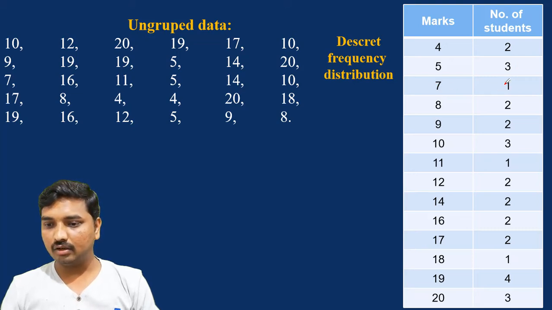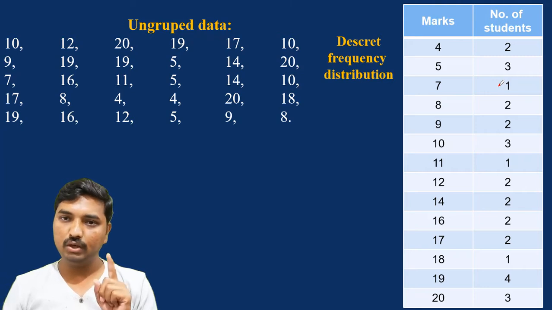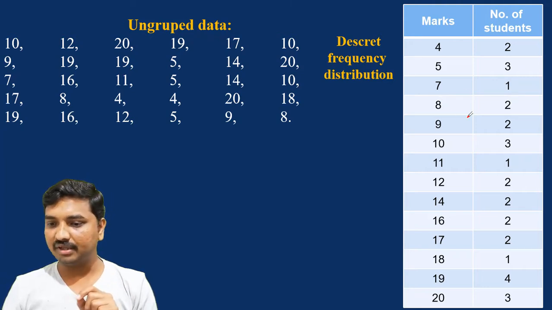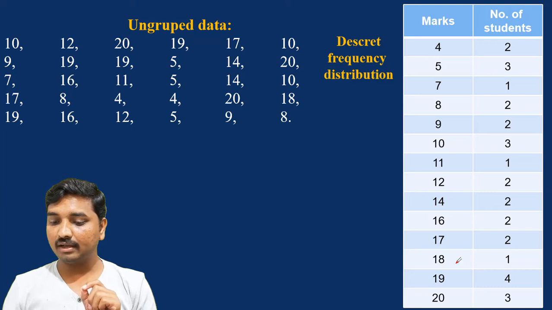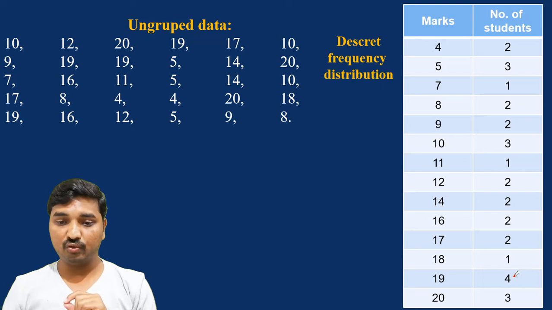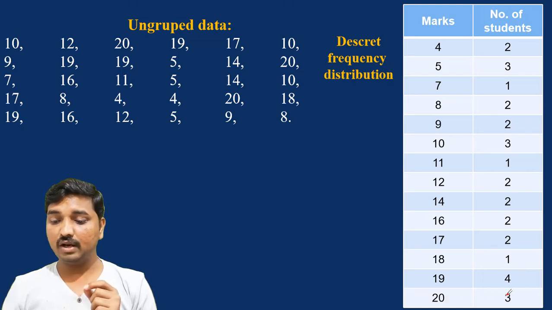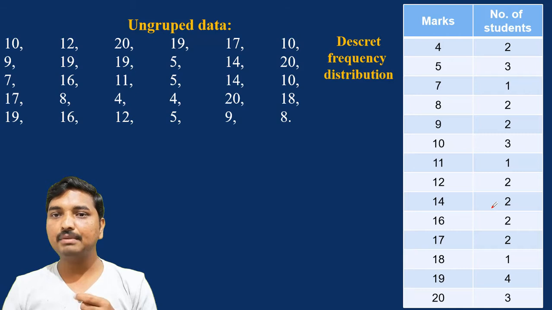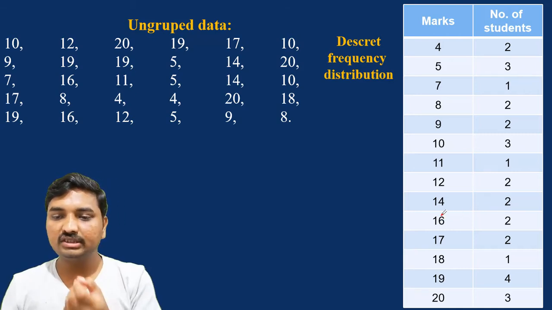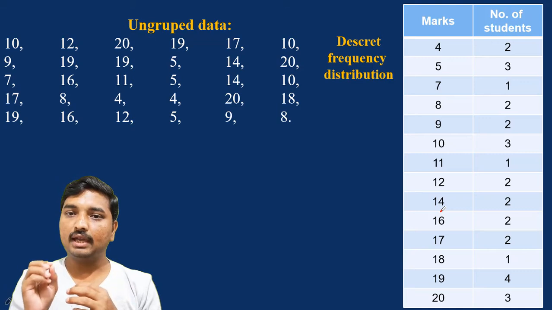For data 7, its frequency is 1 because it appears only 1 time. 8 appears 2 times, 9 appears 2 times. Now let us verify 19. At the last, 19 is present, and its frequency is 4. In the same sense, for 20 it is 3, for 12 it is 2, and for 14 it is 2, meaning it appears 2 times. So this is the first way to group ungrouped data, and this is called a discrete frequency distribution.